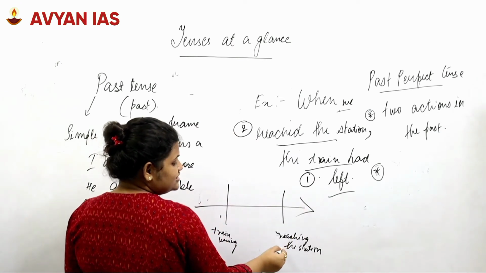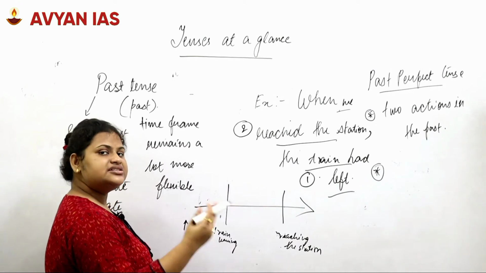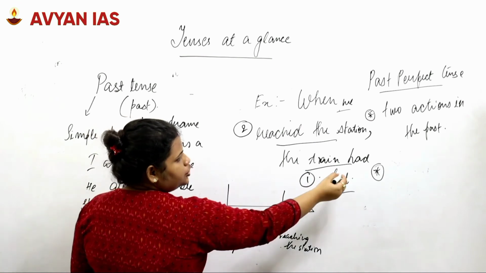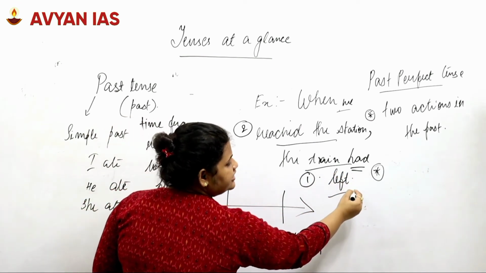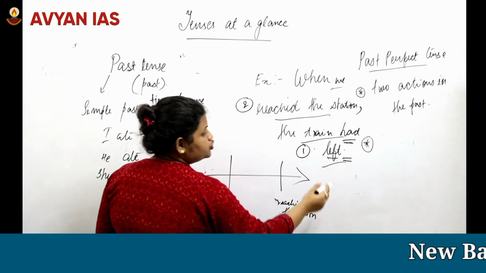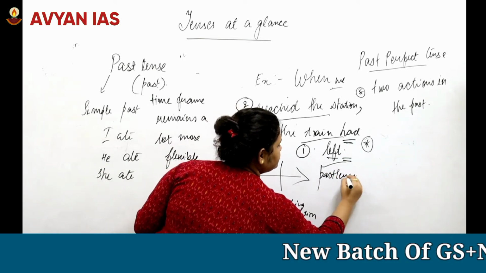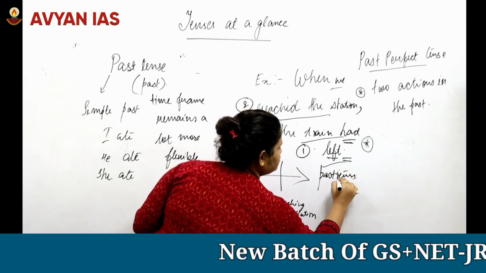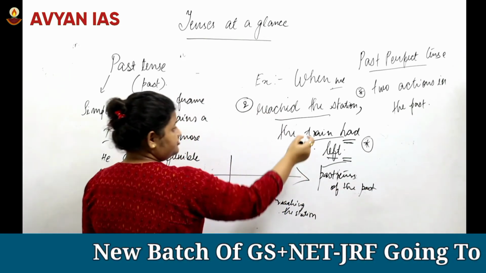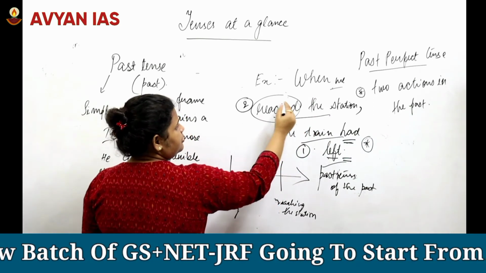So to indicate the action which happened more in the past, that is, to indicate the pastness of the past, we use the past perfect tense. That is, we are using the word had and the past tense, that is left: had left. So this indicates the pastness of the past. And the other action is when we reached the station, this is the simple past.